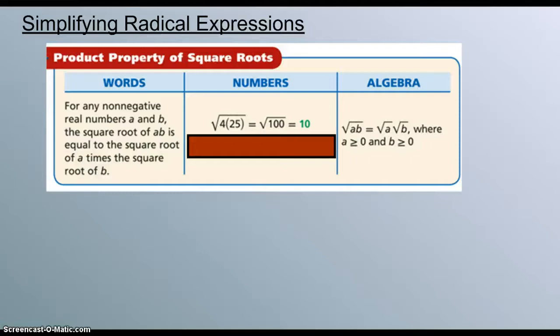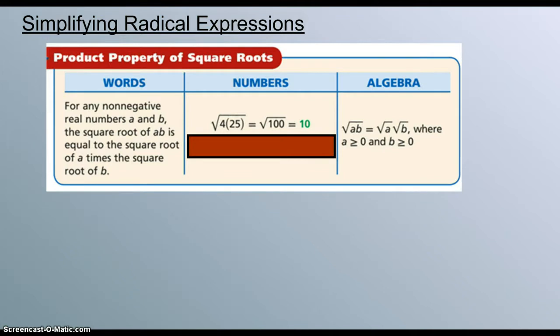Alright, today we're going to talk about simplifying radical expressions. When you hear or see the word radical, it's basically a square root. And there are many different types of radicals. You can have cubed roots, fourth roots, fifth roots, things like that, but in this chapter we're just going to focus on the square roots. So let's take a look at some properties here.